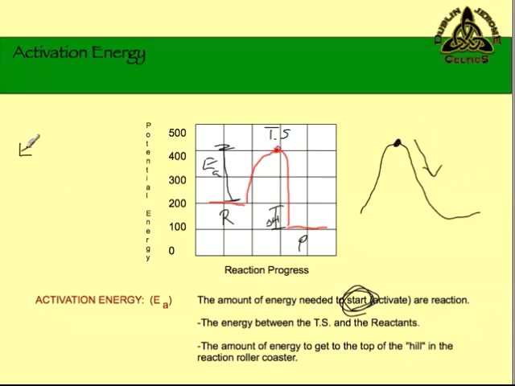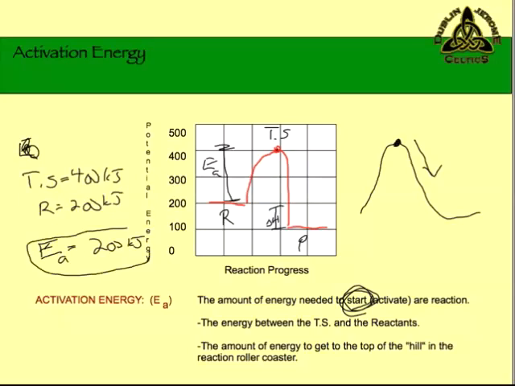So if my transition state is at 400 kilojoules and the reactants are at 200, in order to activate this reaction, I need to go from 200 up to 400. I need to put in 200 kilojoules of energy. So the activation energy is this distance here from the reactants to get up to the top of the hill to actually start the reaction.